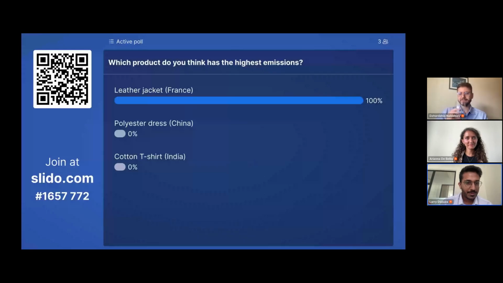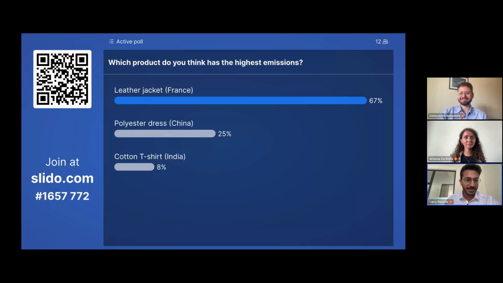So yes, we already have some votes here. The leather jacket is currently leading, followed by polyester dress and cotton t-shirt. You all think they are equally emitting. So leather jacket is still leading. Okay, and now we have the polyester dress in second place, whereas the leather jacket is still in first place. Okay, the polyester dress is catching up and it's quite close to the leather jacket, a difference of 6%. Okay, now it's equal. Okay, great. Now we're back to the leather jacket. Let's give a few more seconds for everyone to cast their votes.